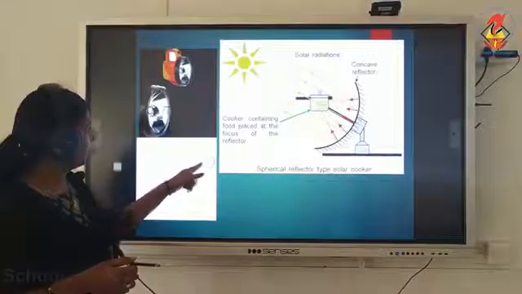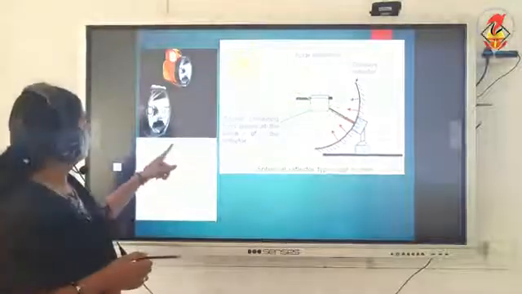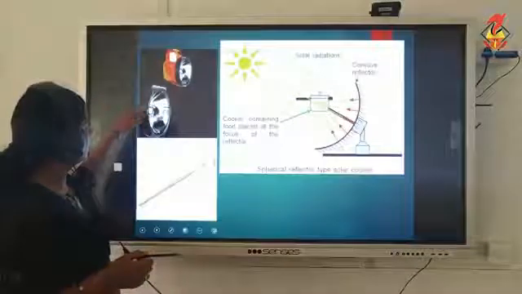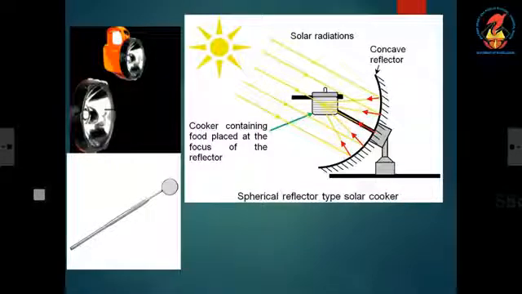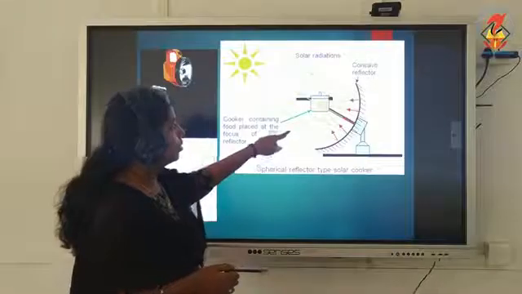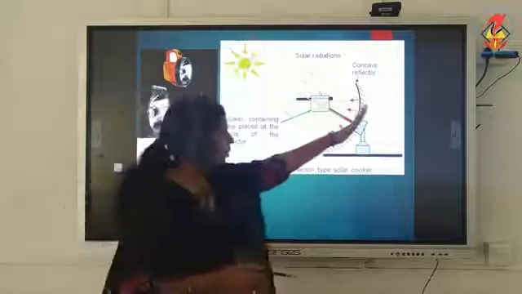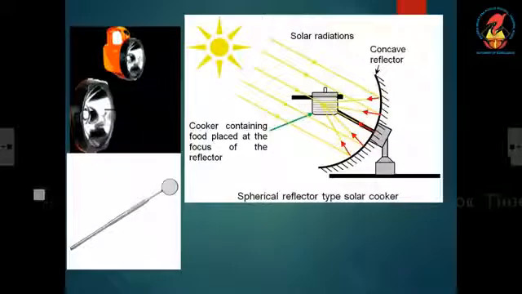This one is a mirror used by the dentist. This surface is a concave reflecting surface of the torch. This one is a concave reflector. So, when light falls on this concave reflector, the reflected rays will focus to a single point. So, if you keep food at this point, the temperature at that point will increase and we can cook the food very fast.